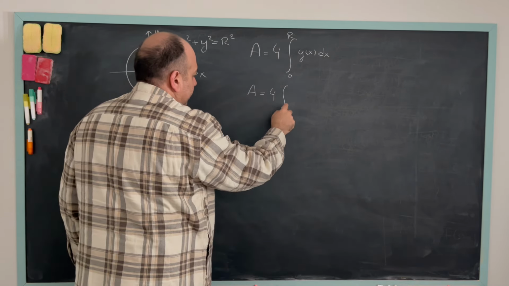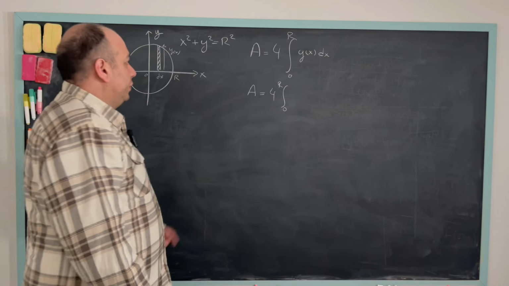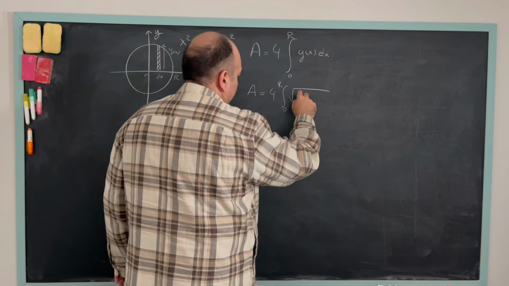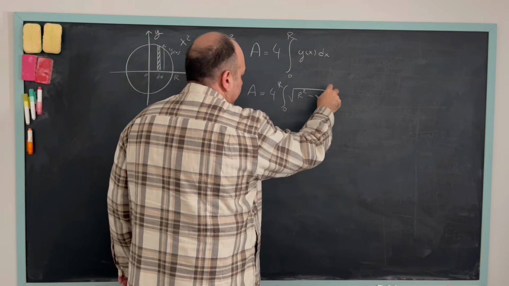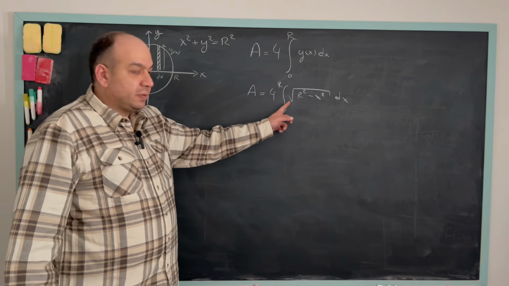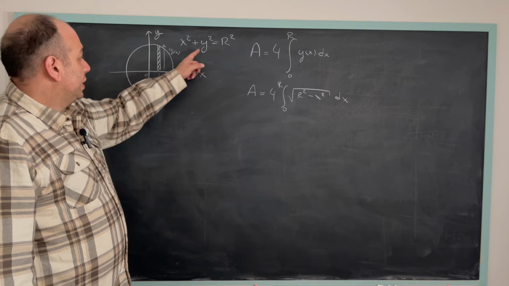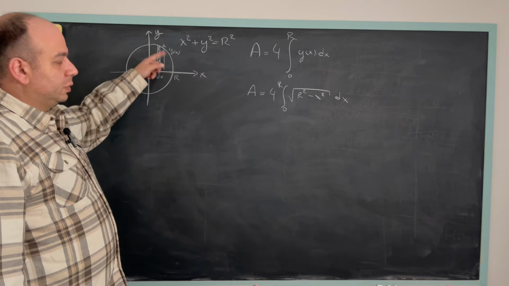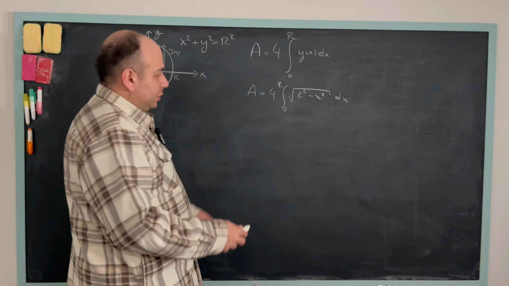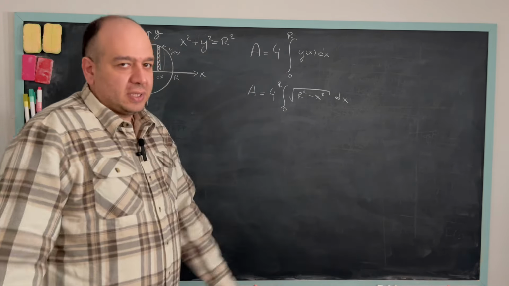4 times the integral from 0 to r. So y of x is nothing but the square root of r squared minus x squared dx. Okay? So I take the positive root because y is positive in the first quadrant. This is good. Now we can use trigonometric substitutions.